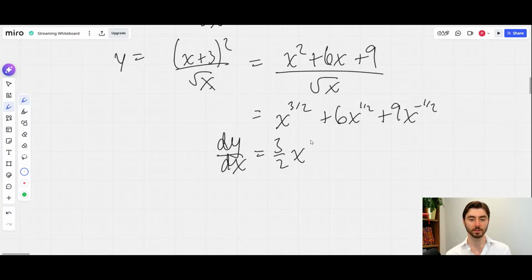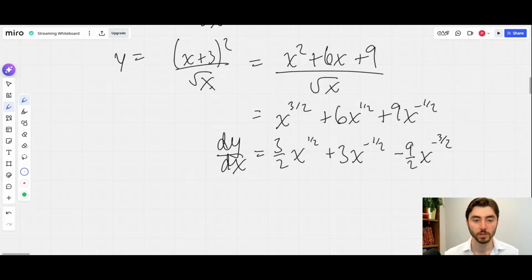3 over 2 x to the half, plus 3x to the minus a half, minus 9 over 2 x to the minus 3 over 2. So using your maths laws, you're expanding your brackets, using your power laws to get it in this form where it's just x's to powers. And then you can just apply the simple rule and you will be able to differentiate.